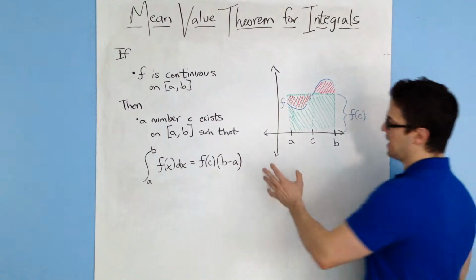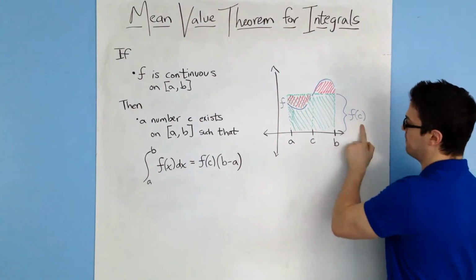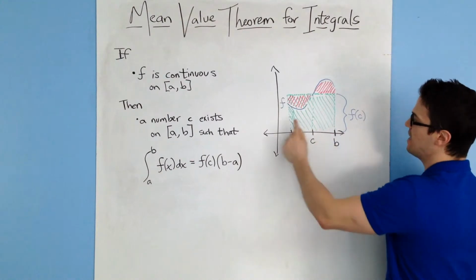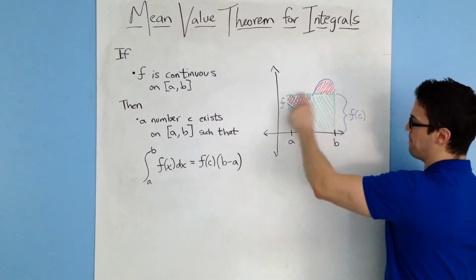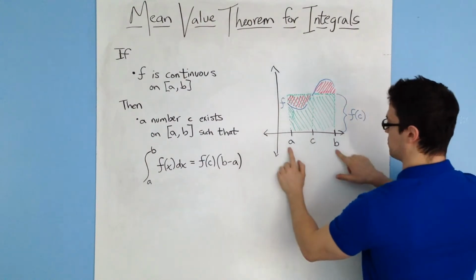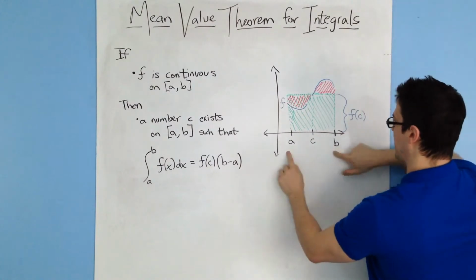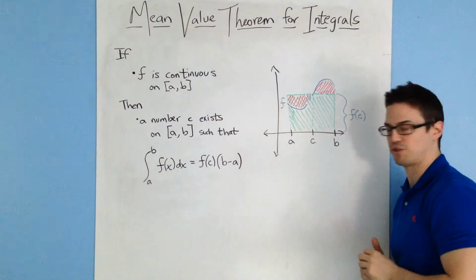And what this is stating is that there's some value c such that if you find f of c, right here, and you find the area of that box, so we have f of c times b minus a, which is this distance right here, times this height right here. So we have a base times a height for this rectangle in green.